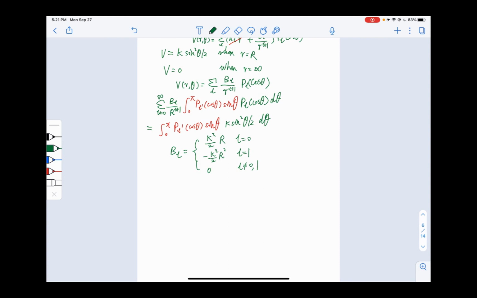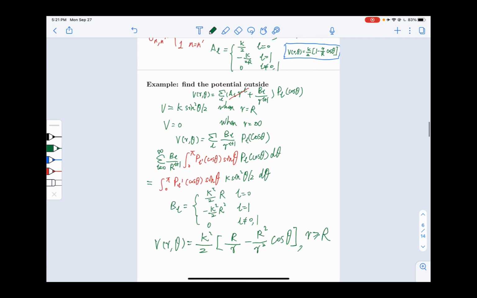So now if we combine this BL coefficient, the final solution should be something like this. And you can double check that the expression over here should actually smoothly connect with the expression over here.